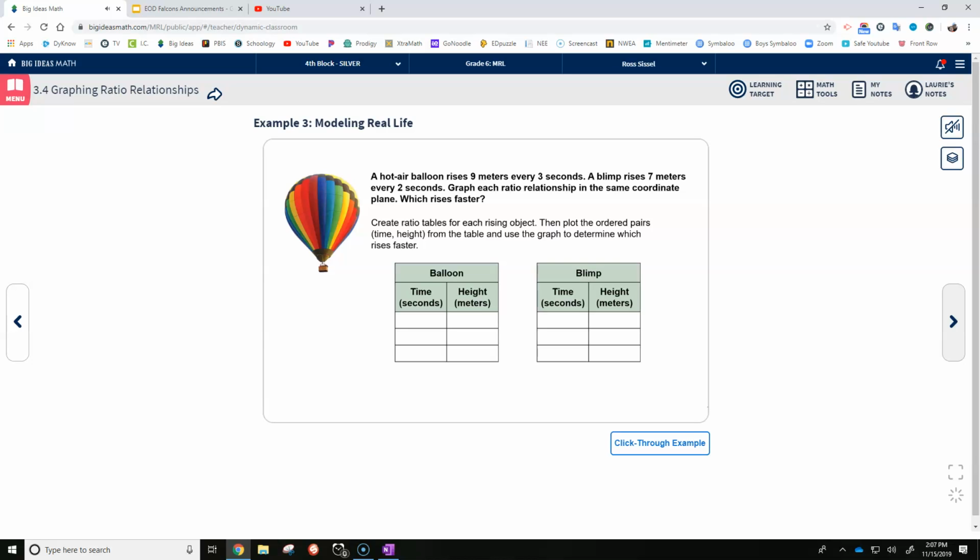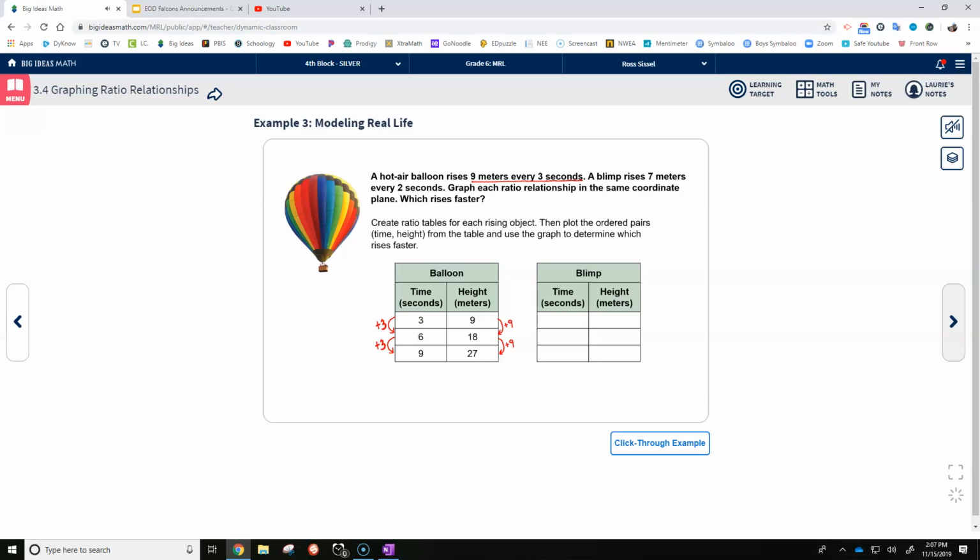Start by creating a ratio table for the balloon. The balloon rises 9 meters every 3 seconds, so the ratio of time to height is 3 to 9. Add the quantities from the original ratio to produce an equivalent ratio, 6 to 18. Do this again to get an equivalent ratio of 9 to 27.